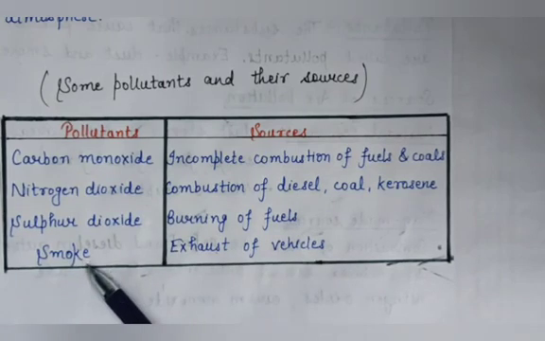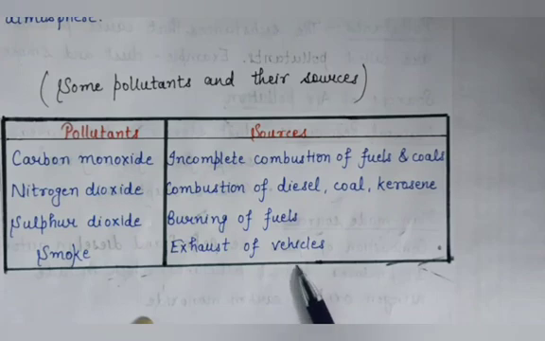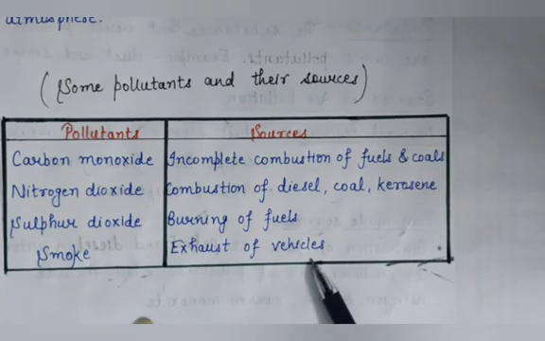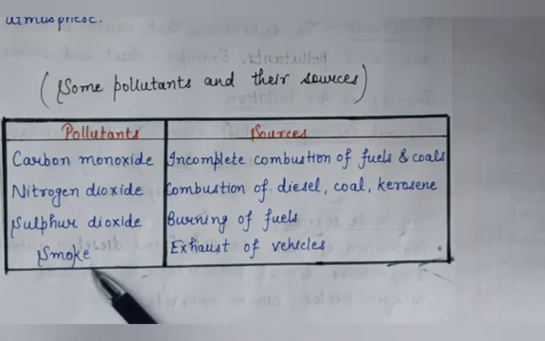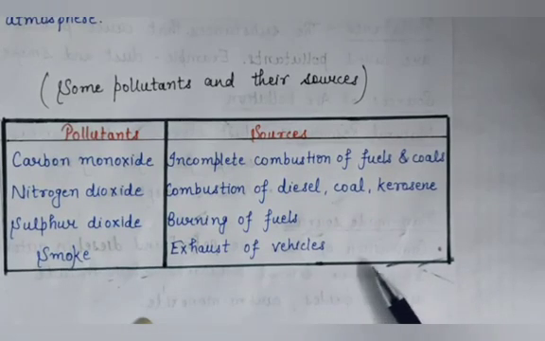And the next pollutant is smoke. And how is it produced? By the exhaust of vehicles, means the waste produced by the vehicles in the form of smoke. Okay, so smoke is also a pollutant which is released from vehicles. Smoke also pollutes our air. So these are some pollutants and their sources.